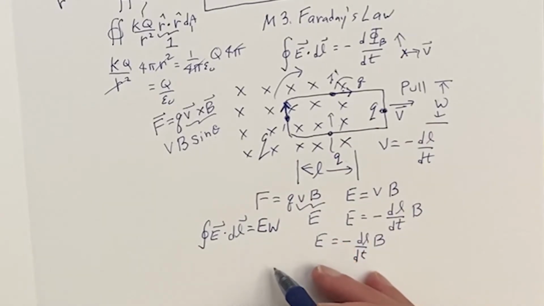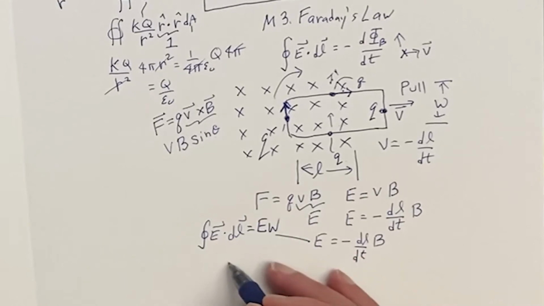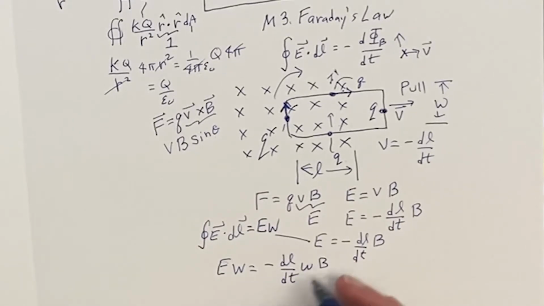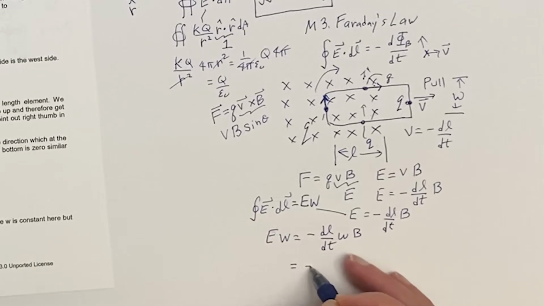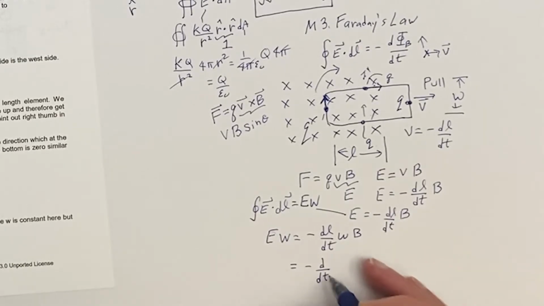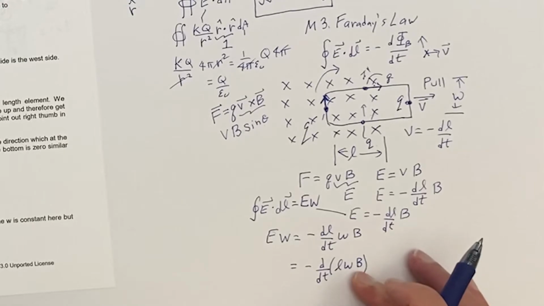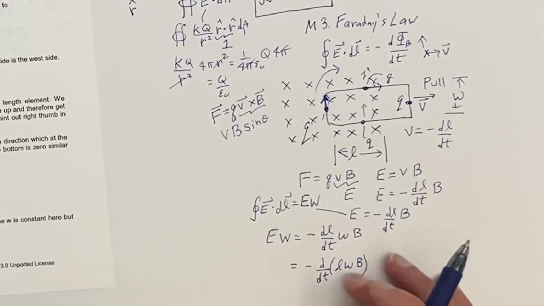So if I put these two together, E times the width is minus dl/dt WB. And then I'm going to put this derivative and put the L W B on the inside. You could imagine W changing. However, we're making a big jump here when we say, what about B changing? Well, it turns out this is a true equation.